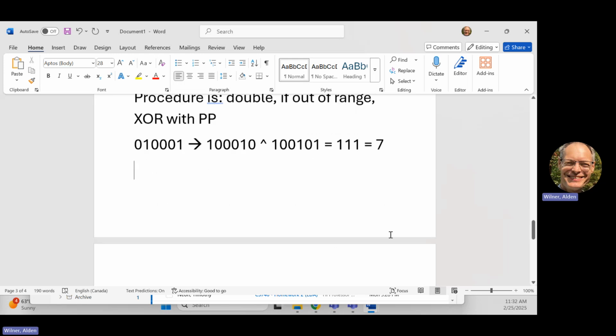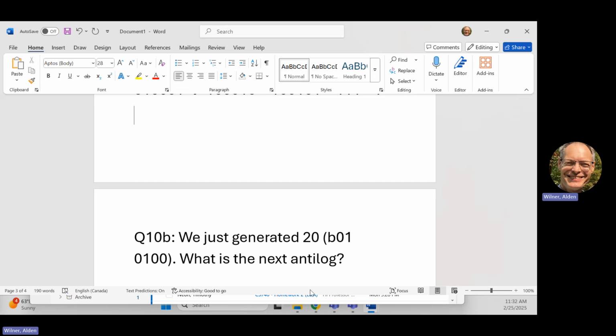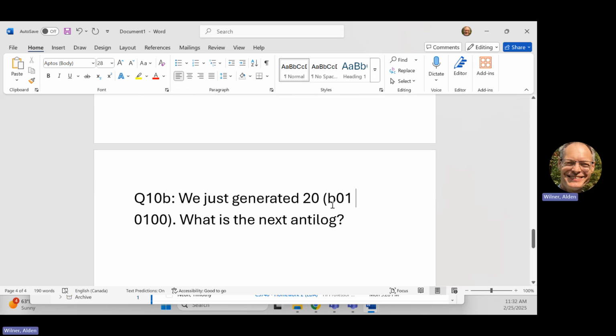So for the next question here, we said, okay, well, how about if we just generated 20? And this is 20 in decimal, so that's 16 plus 4. What is the next antilog? So again, the procedure is double and XOR, right? And the XOR is only if necessary.